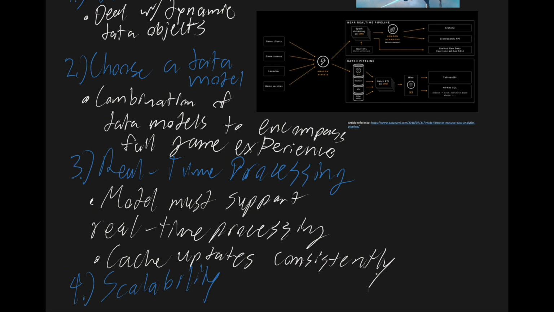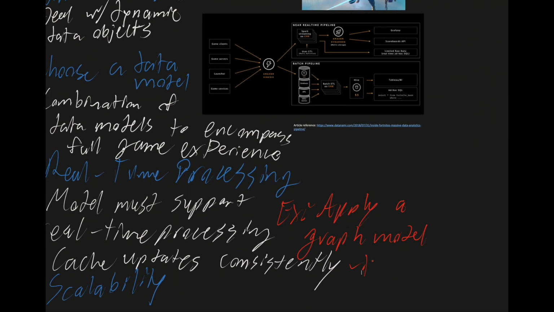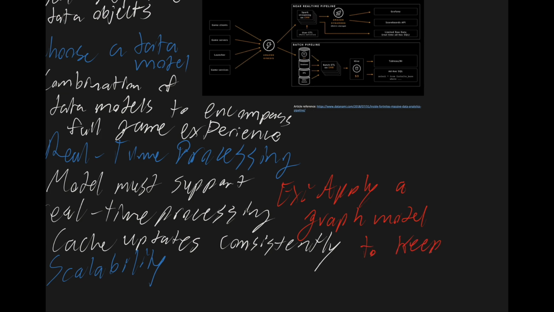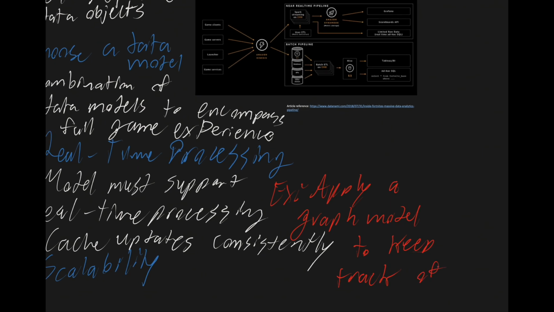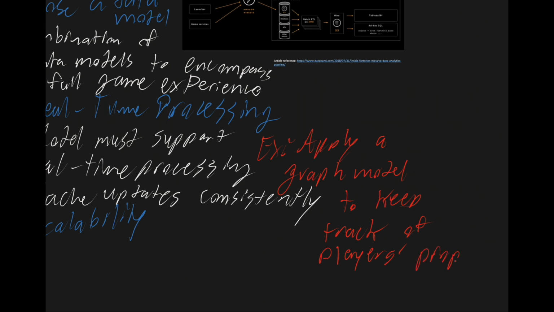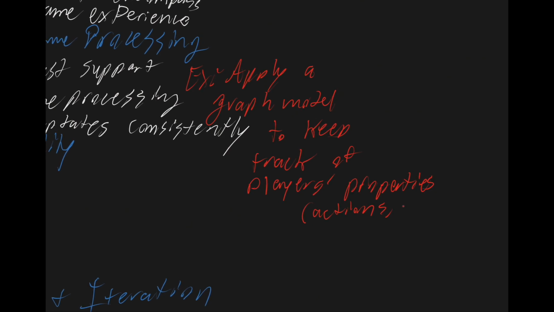And the data model in and of itself can also abide by Twitter's own model platform, where they are able to store caches locally, so that a user's profile can also load the previous data that was already stored. And in this case, we could see different transactions between different profiles and interactions between players. We can, for instance, apply a graph model to keep track of players' properties, which can also refer to actions, inventory, etc.